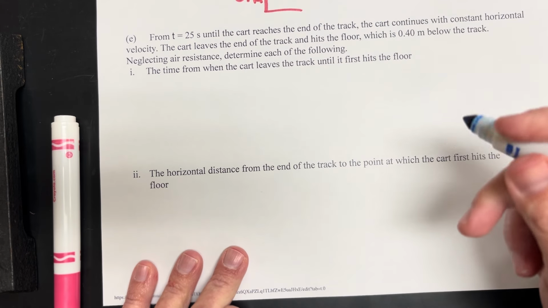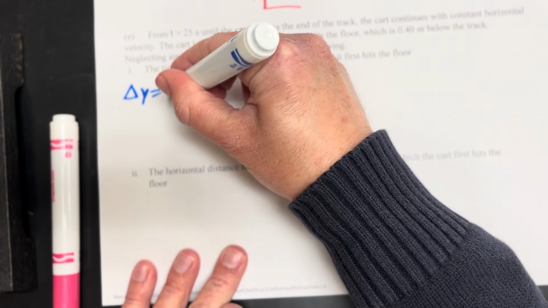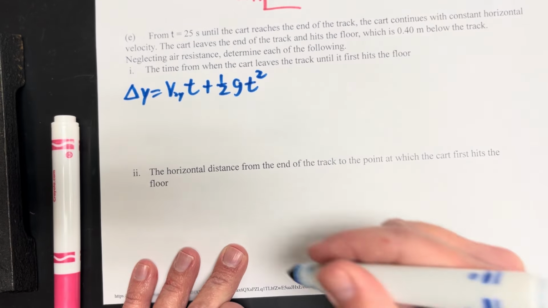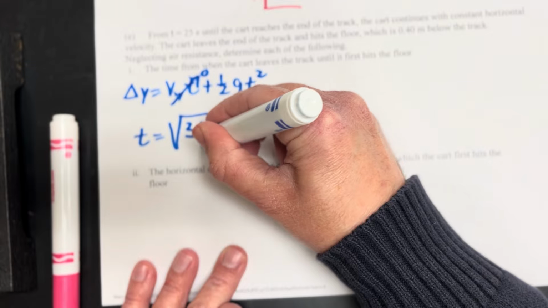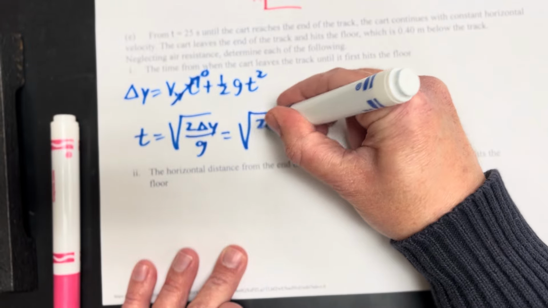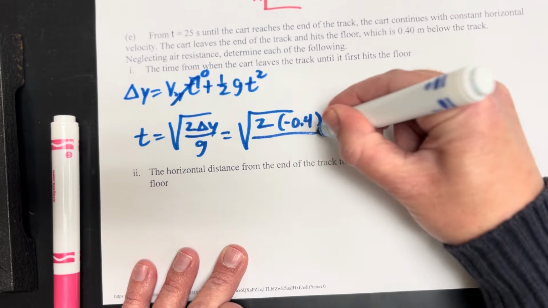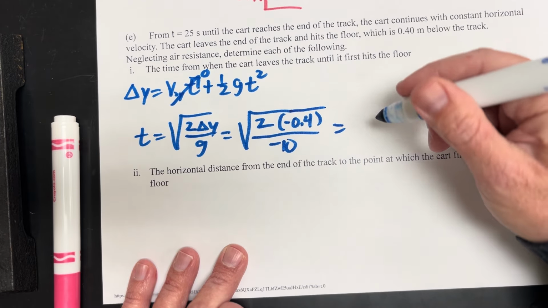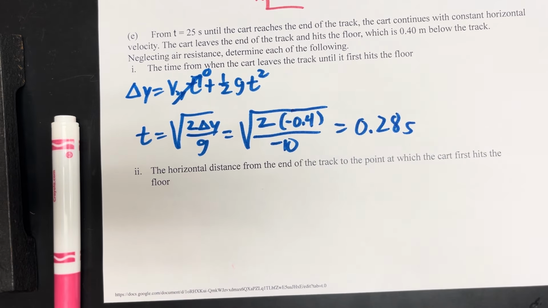We should be really familiar with this by now. And so what we're going to use is the third equation, where delta y equals v0y times t plus 1/2 times the y acceleration of g times time squared. There is no initial velocity. Rearrange this equation to get time is the square root of 2 times the change in y over g. And now just plug in. Our change in y is negative 0.4 meters, and our acceleration is negative 10 meters per second squared. And when we work all of that out, we're going to get it's 0.28 seconds to hit the floor.